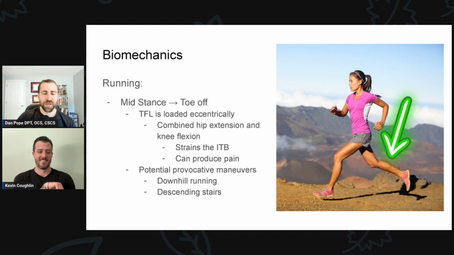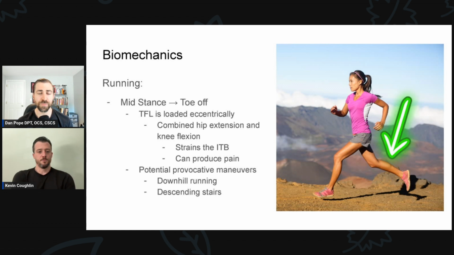All right. So, how is the IT band involved with running? Because runners, obviously, that's where we see most of this ITB pain. So, understanding the biomechanics becomes really important in running. I have a picture of a lovely lady here running. Essentially, as we're running and our leg swings behind us, think about going from mid stance to toe off, your TFL muscle is loaded eccentrically. If you have a combination of hip extension and knee flexion, this will strain the IT band and can produce pain. So kind of interesting, but in folks that have ITB pain, oftentimes it's that trail leg that ends up hurting, right?